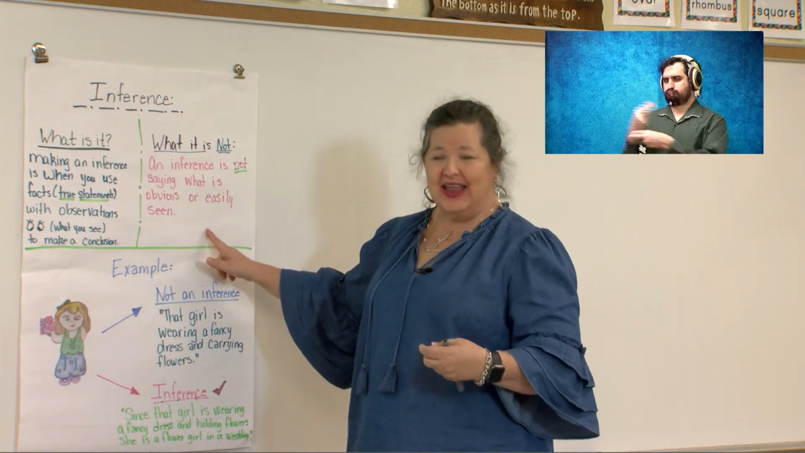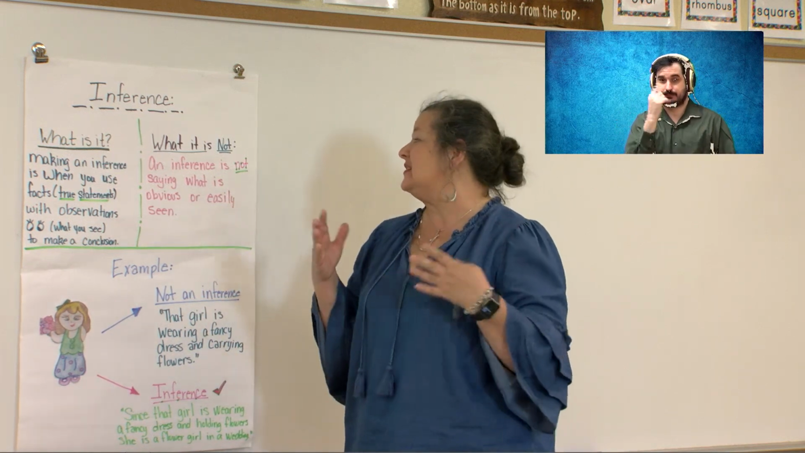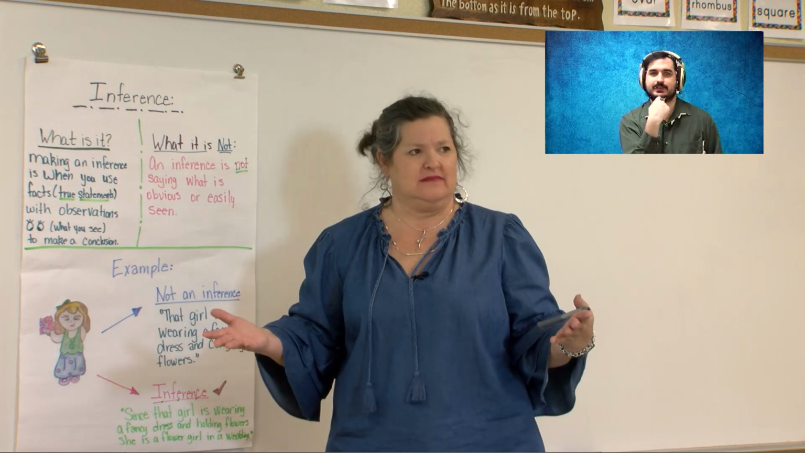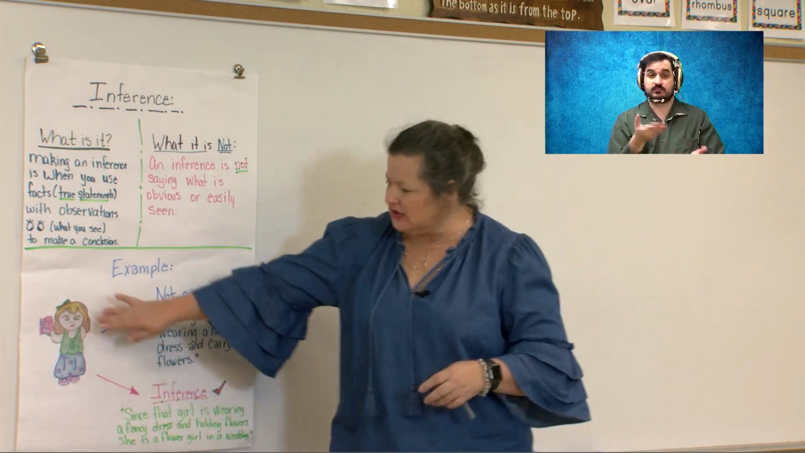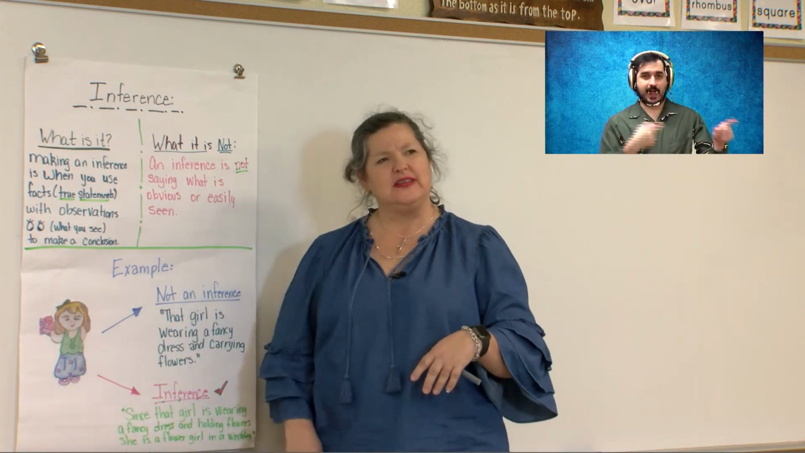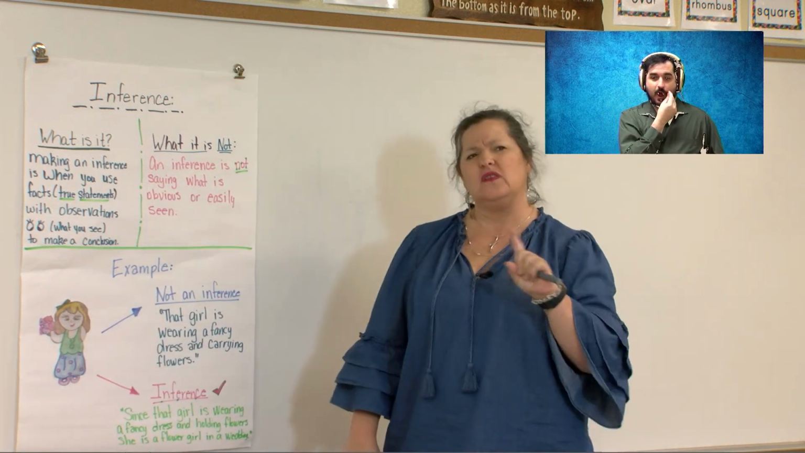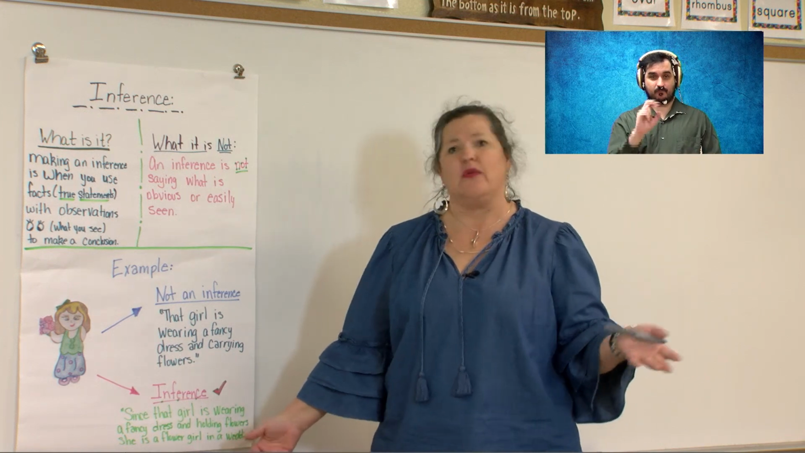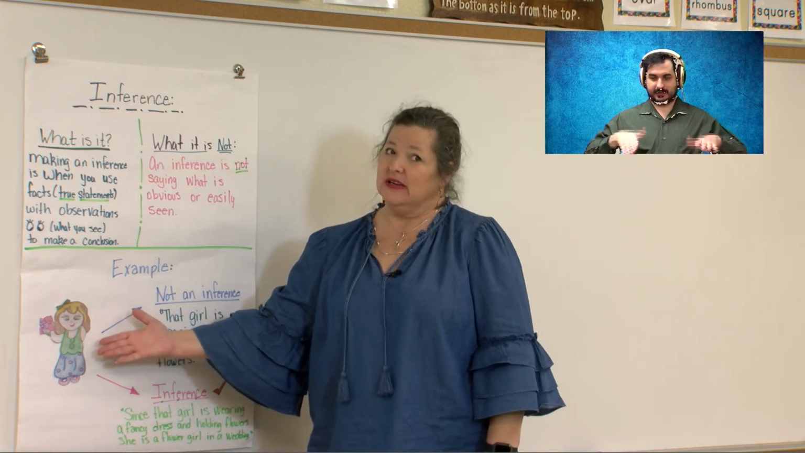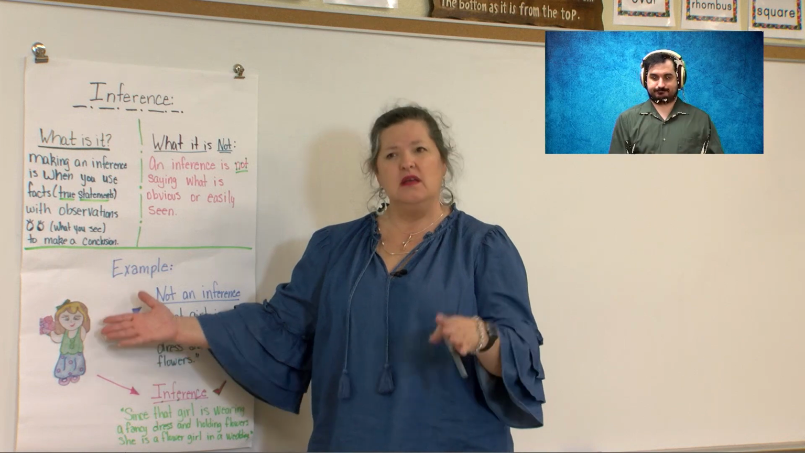What it's not, an inference is not saying what is obvious or easily seen. Okay? An example. The girl here, she's got a bow, she's got flowers, she's all dressed up. All right? So this is not an inference. The girl is wearing a fancy dress and carrying flowers. That is what she's doing. So that's not inferring. Okay?